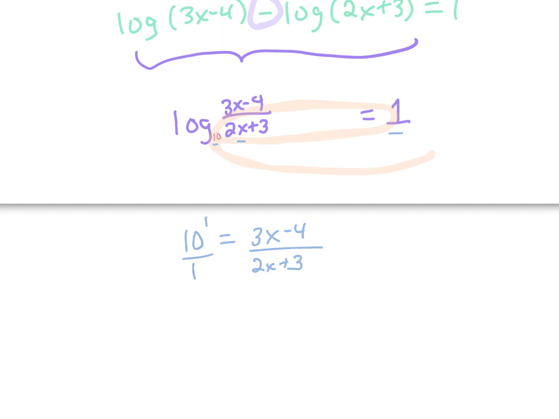Okay, so now we need to cross multiply and solve here. So we get 20x plus 30, 3x minus 4. 20x minus 3x is 17x equals negative 34. So for x, we get negative 2.